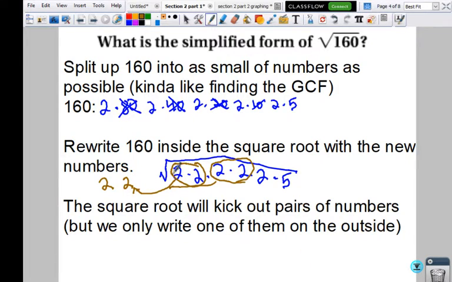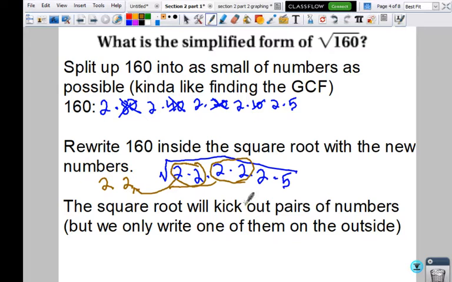So whenever you have pairs of numbers inside square roots, they get kicked out. I had a pair of 2's, a 2 is going to get kicked out, and these are gone. I had another pair of 2's, a 2 is going to get kicked out, and the pair is gone. Do I have another pair of numbers that are the same number? Nope.